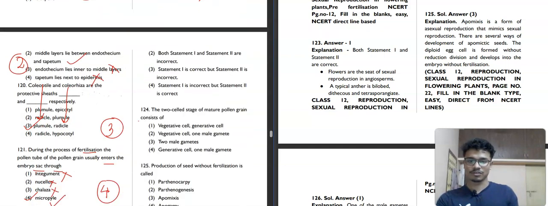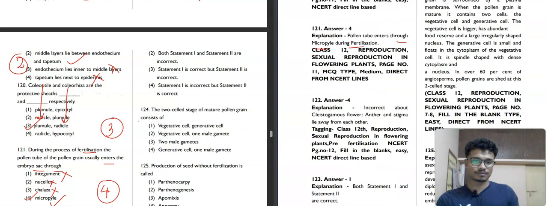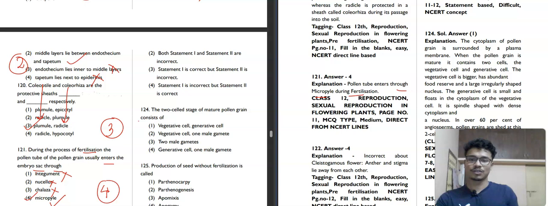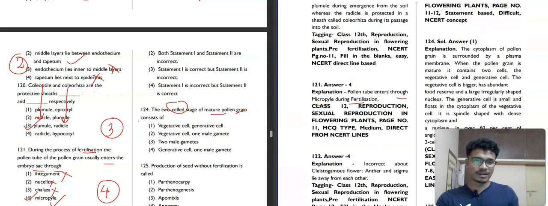Now we'll move towards the next question, question number 124. It is saying the two-celled stage of mature pollen grain consists of vegetative cell and generative cell, or one male gamete, two male gametes. So let's understand this. The cytoplasm of the pollen grain is surrounded by a plasma membrane. When the pollen grain is mature, it contains two cells. What are these? That is what this question is asking. Vegetative cell and generative cell. The vegetative cell is bigger, has abundant food reserve and a large irregularly shaped nucleus. The generative cell is small and floats in the cytoplasm of the vegetative cell. So here the first option will be our correct answer.